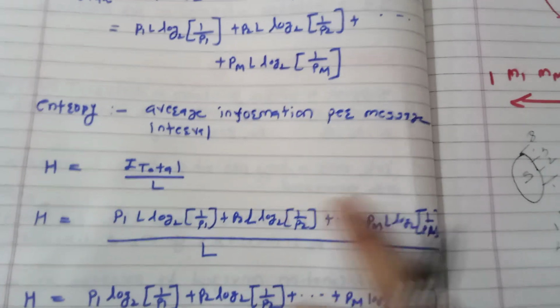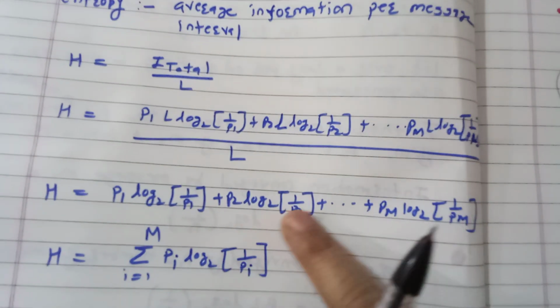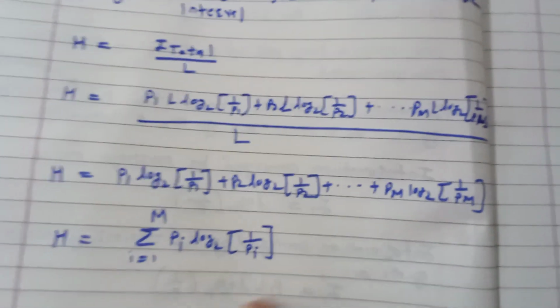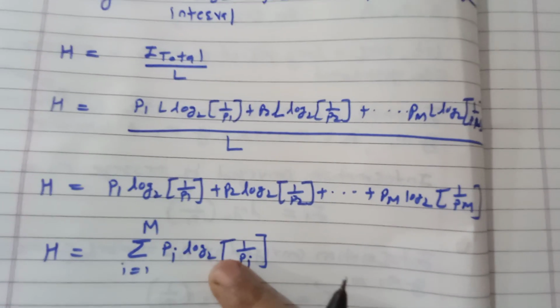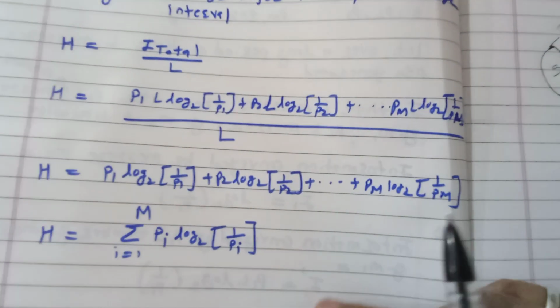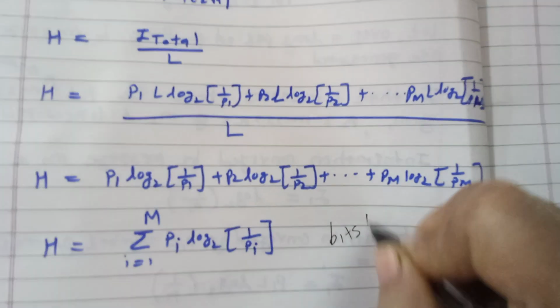So L gets cancelled out here, and you will get H equal to P1 log 2 of 1 by P1, P2 log 2 of 1 by P2, likewise. So H is equal to summation i equal to 1 to M of Pi log 2 of 1 by Pi. And its unit is bits per message.